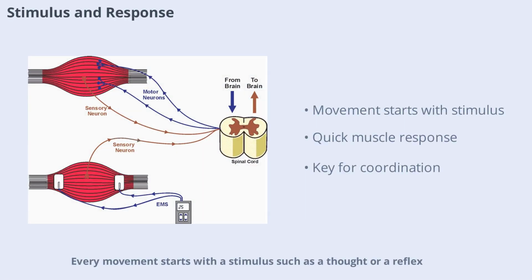Every movement starts with a stimulus, such as a thought or a reflex. The muscle's ability to respond to this stimulus is what makes coordinated movement possible. This property is especially important in sports and daily activities, where quick reactions can make all the difference. The interplay between stimulus and response is a fundamental aspect of muscle behavior.